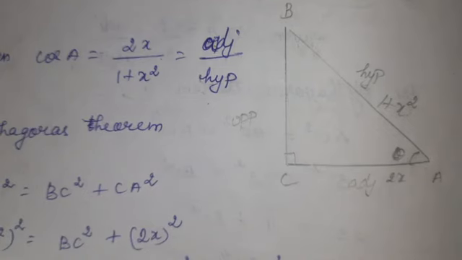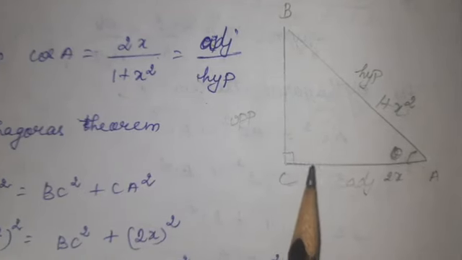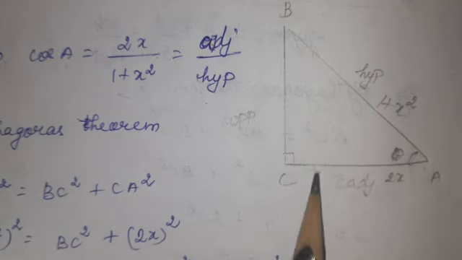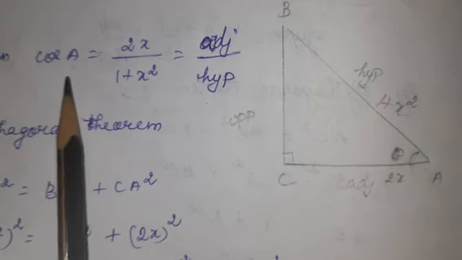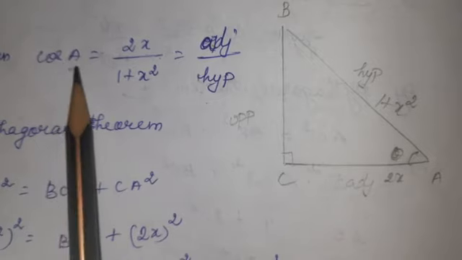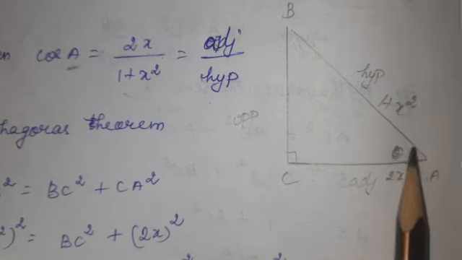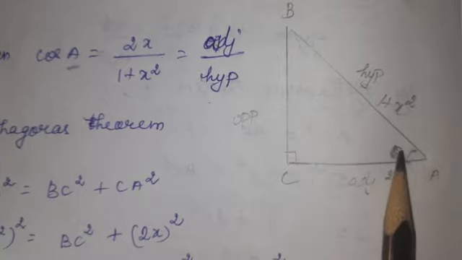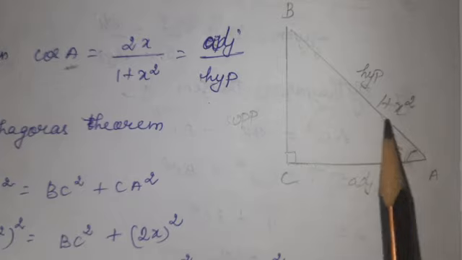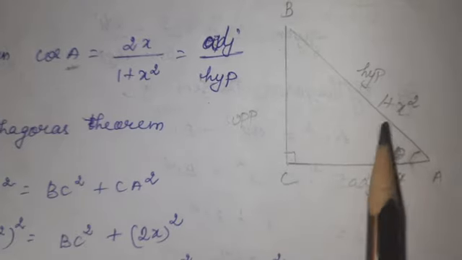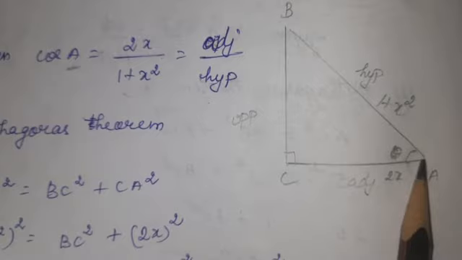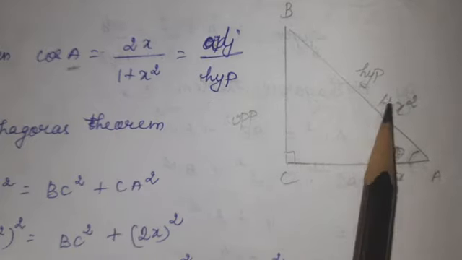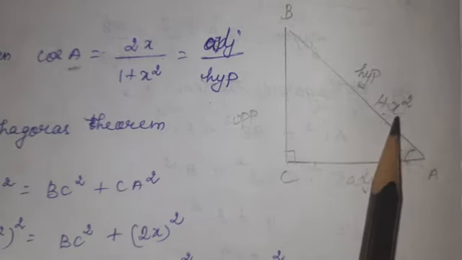For that, I have drawn a right angled triangle in the rough column, and named the triangle ABC. Since they have given cos A, at A place only the angle is formed. Here I have marked the angle as theta. Then what is the hypotenuse? The side opposite the right angle is the hypotenuse, that is AB. Here I have written HYP. The hypotenuse value we know, that I have written as 1 plus x square.